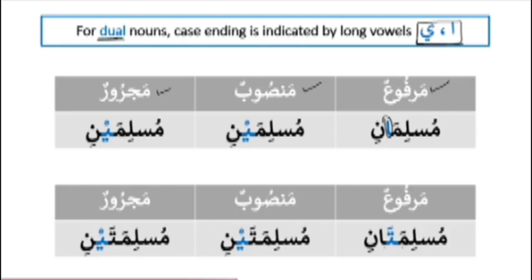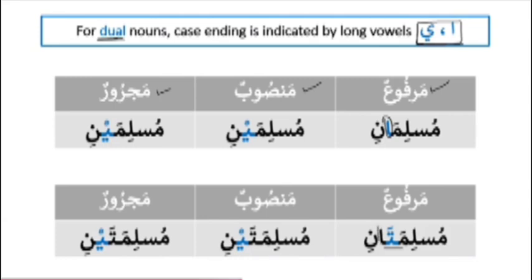And for the feminine, we know that it will be muslimatun. And the dual of muslimatun is what? Muslimatani. So muslimatani, muslimataini, muslimataini. So marfu is muslimani, muslimatani, and mansub and majroor will be muslimataini, muslimataini.